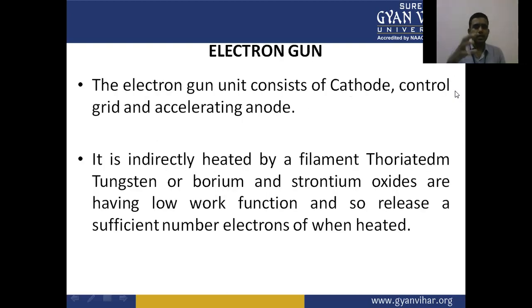Now we will discuss the parts of the picture tube one by one. The electron gun unit consists of a cathode, control grid, and accelerating anode. The cathode is indirectly heated by a filament. Thorium, tungsten, or barium and strontium oxides have a low work function and so release a sufficient number of electrons when heated. So in the electron gun, the electrons are generated by the filament.